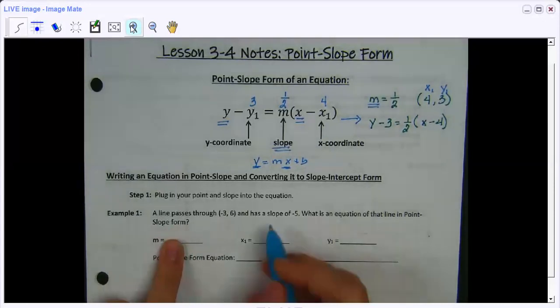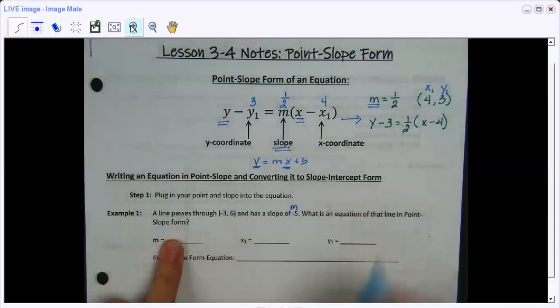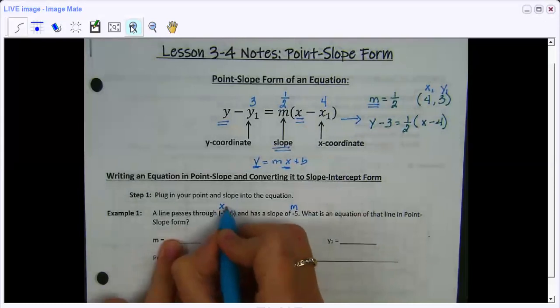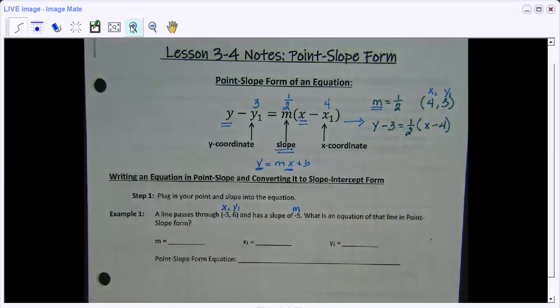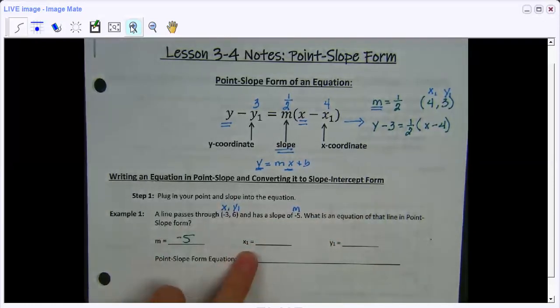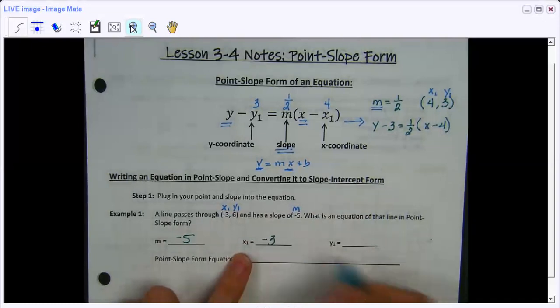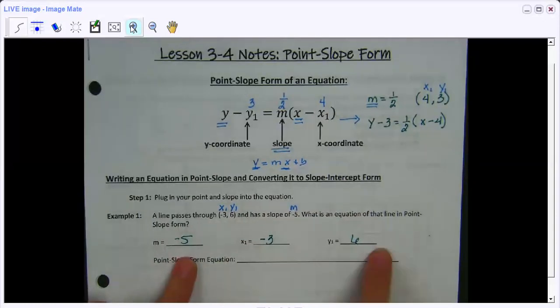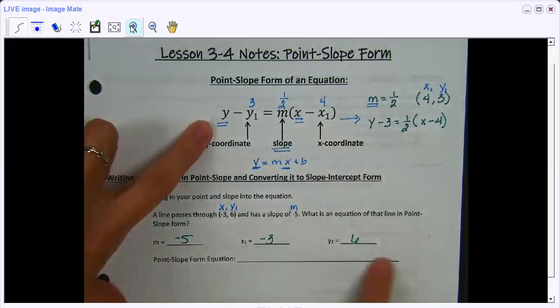Well, we're given the slope of -5. We're given an ordered pair, which is our x1 and our y1. So let's identify that information down here. Our slope is -5. Our x1 is -3, and our y1 is 6. Now what we have to do is take the point and the slope and plug it into the point slope equation and write that down here.